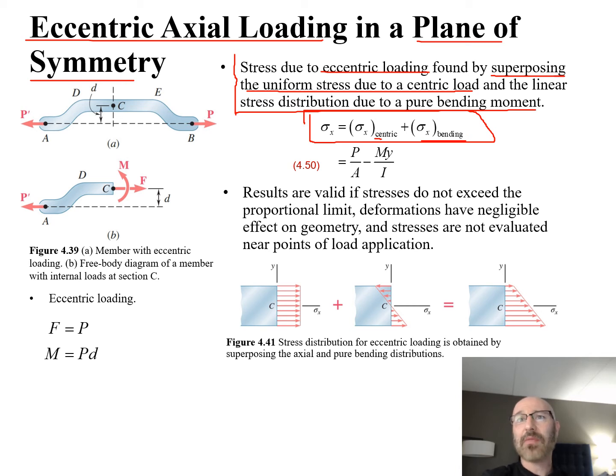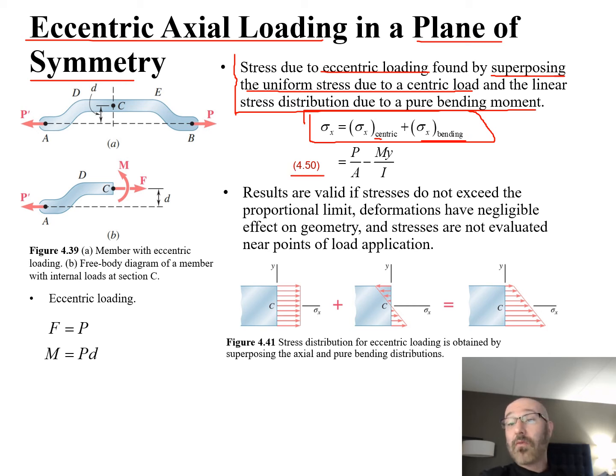And what we have from that is equation 4.50, where we have this relationship: P over A minus M sub y over I is equal to this sigma sub x, which again was the summation of the sigma x centric plus sigma x bending. So that's our relationship when we go back to our textbook to equation 4.50.